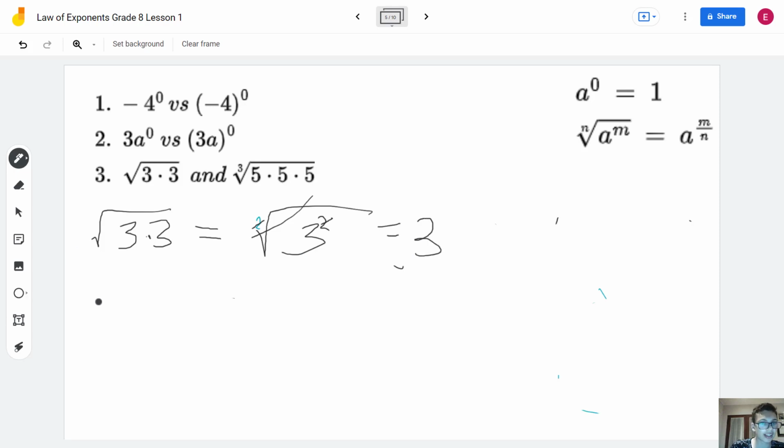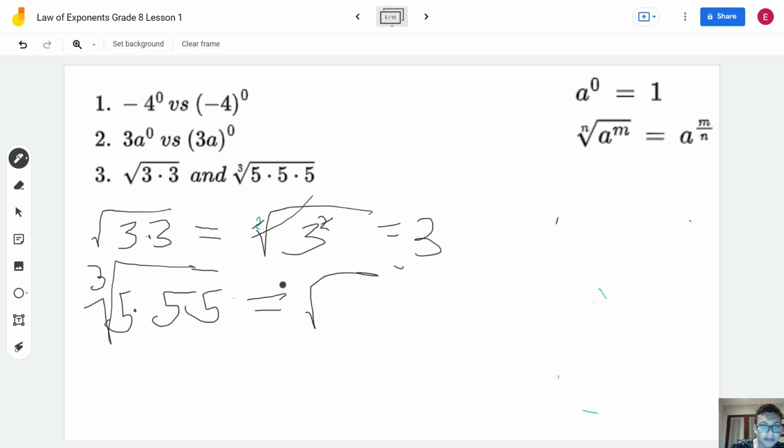Okay, you can do the same with 5 cubed, or with the second example. So 5 times 5 times 5. And that equals, we can simplify it as the cube root of 5 cubed. Okay, again we can cancel the 3 and the 3, and we're left with 5.